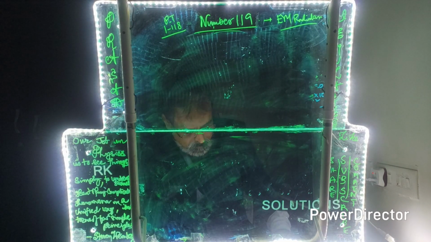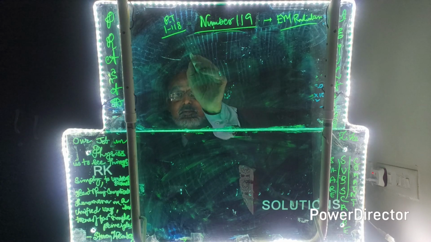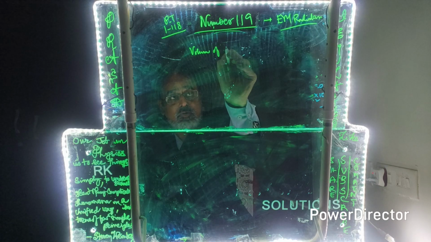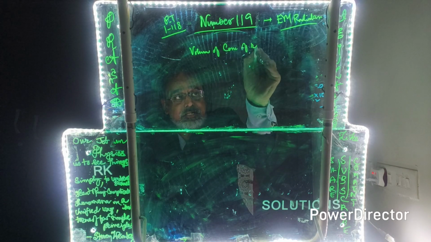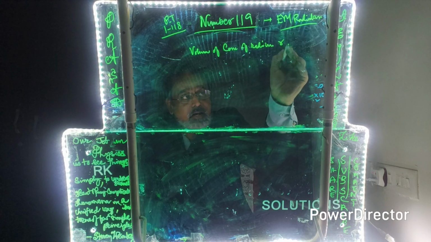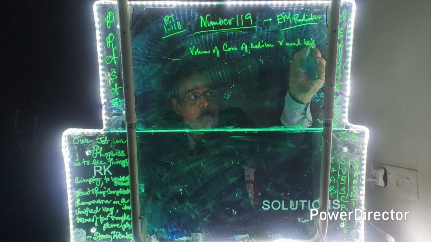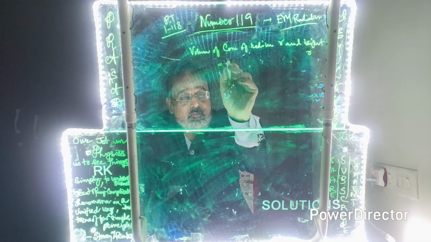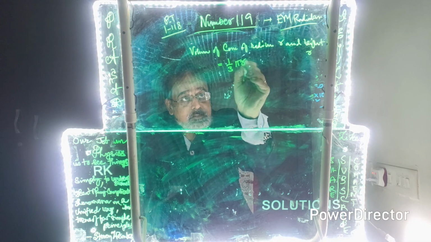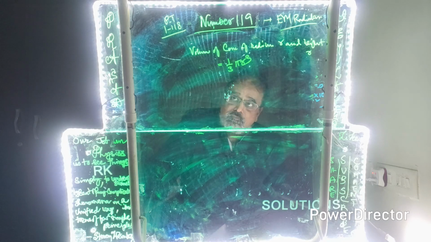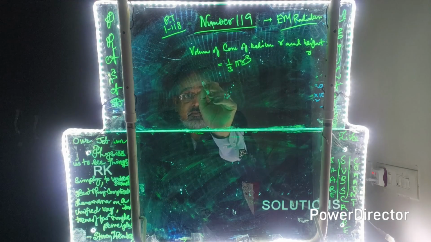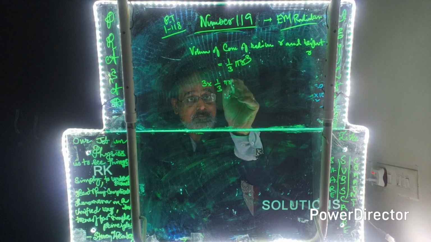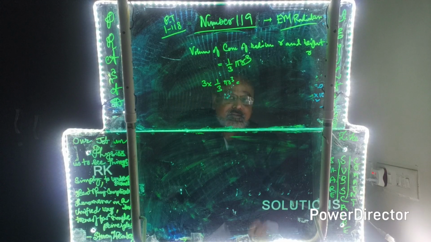What is the interesting phenomenon here? Volume of a cone of radius r and height also r is equal to 1/3 pi r cubed. If you take three such 1/3 pi r cubes, what do you get? Pi r cubed.